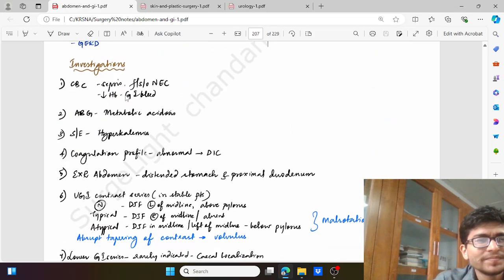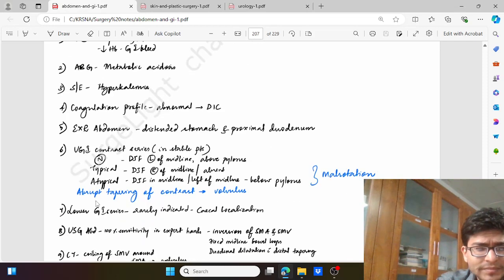Investigations we go for: CBC will show sepsis, decreased Hb in case of GI bleed. ABG may show metabolic acidosis, serum electrolytes may show hyperkalemia, and coagulation profile may show abnormalities like DIC, disseminated intravascular coagulation, due to deranged coagulation profile. Then chest X-ray and abdominal X-ray, erect abdomen X-ray, showing distended abdomen and proximal duodenum. UGI contrast series can be done in a stable patient.